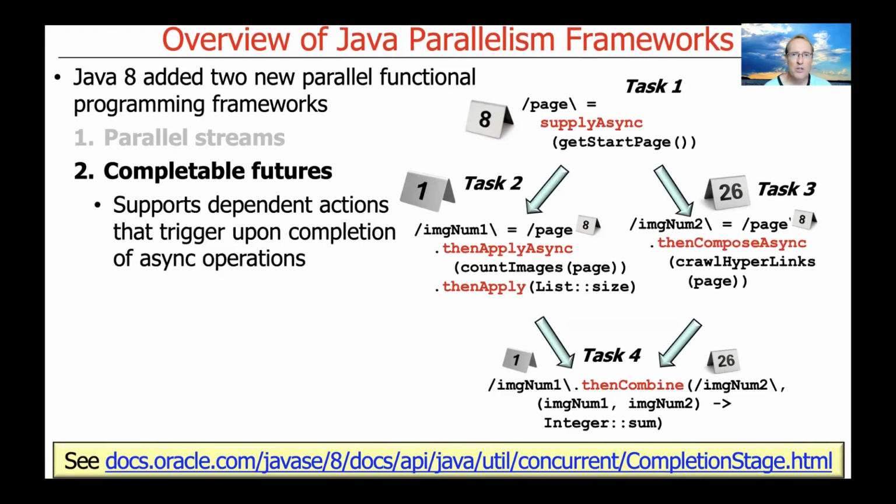What completable futures allow is the ability to support dependent actions that are triggered automatically upon the completion of operations that are running asynchronously in the background in a pool of threads. And again, this is one of those paradigms where I could explain it to you in a correct way, and it would make absolutely no sense if you didn't understand the concept of futures and asynchronous processing. So I'm not going to belabor the overview here. I'm just going to tell you this is super duper cool.